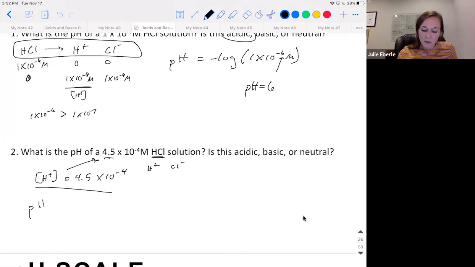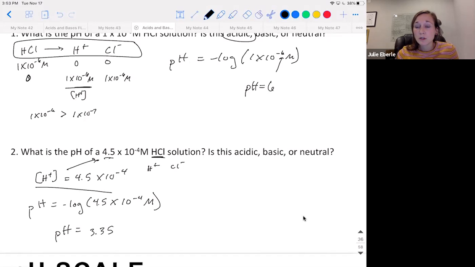All we do to get pH is what? We do the negative log of 4.5 times 10 to the negative 4. Is it 3.35, Dakota? Is that what you got? Okay. So pH equals 3.35. So if I were to ask you, which solution is more acidic? Which solution is more corrosive? Which one would you tell me? Number 1 or number 2? 2. Yep.